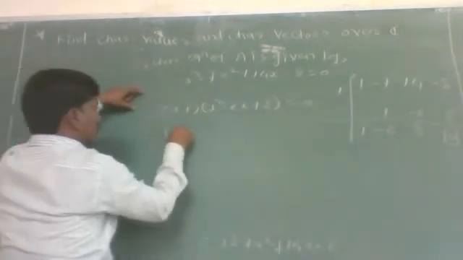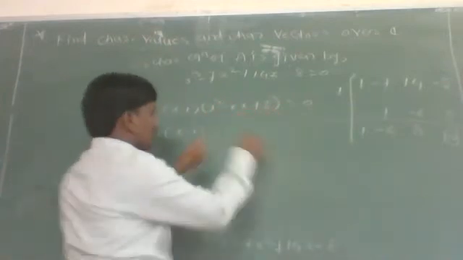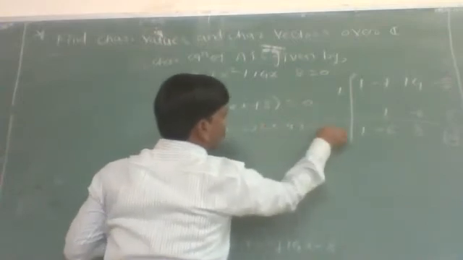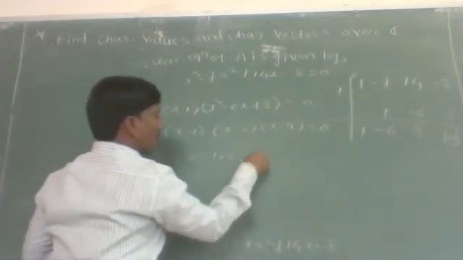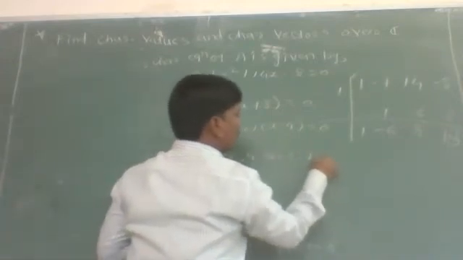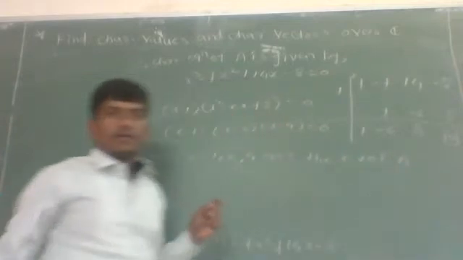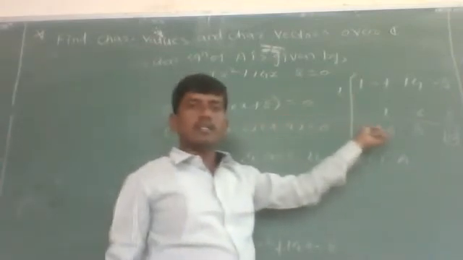Now x square minus 6x plus 8: minus 2 and minus 4 give minus 6, and minus 2 into minus 4 gives plus 8. So (x minus 2) into (x minus 4) will be equal to 0, which implies x equal to 1, 2, 4 are the eigenvalues of the matrix. So here we find the eigenvalues by using this synthetic division method.